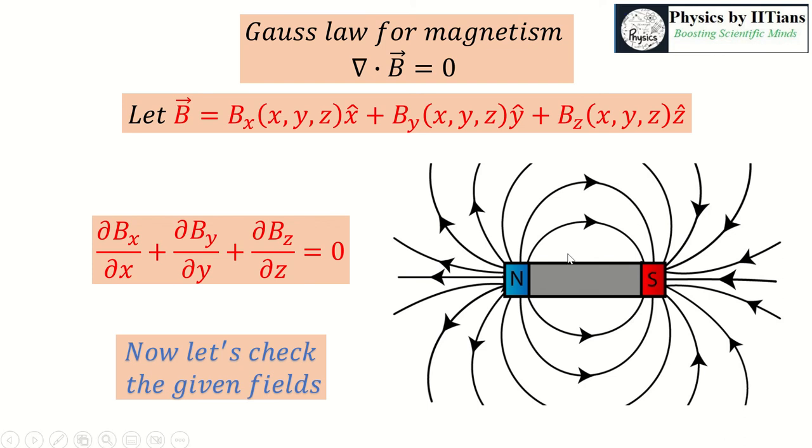Or you can also check it from the magnetic field lines: if you take a particular area of this space, and the lines entering the area and the lines leaving the area are the same, meaning the number of lines passing into the area and the number of lines leaving the area is the same, that means the divergence of the function is 0. So in this case, we will check this mathematical equation, whether the divergence of B is 0 or not. Now let's check these conditions for the given functions.